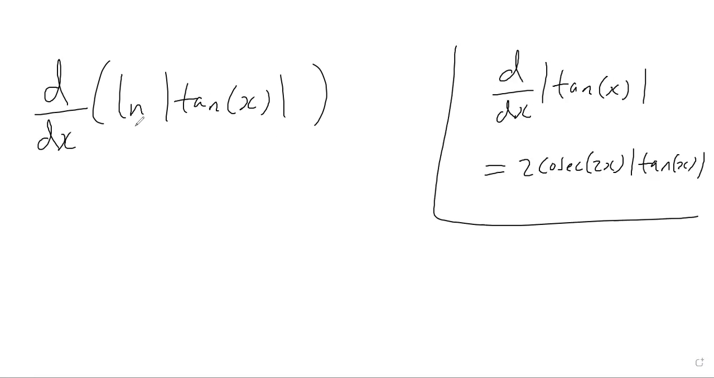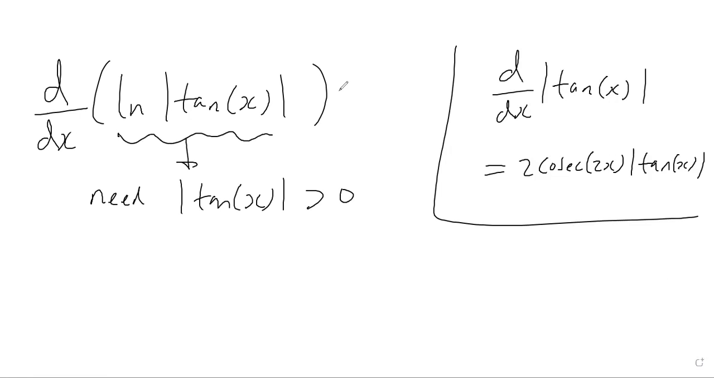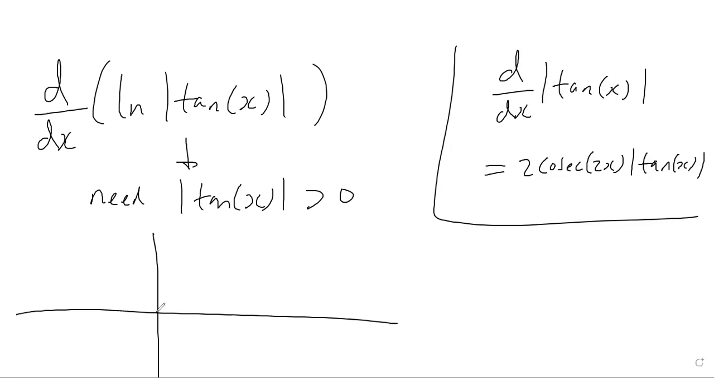Obviously with these natural logs, we have to make sure that this variable is greater than 0. So we need the modulus of tan x to be greater than 0 in order for this derivative to be defined. So where is the modulus of tan x greater than 0? We looked at this a couple of days ago. The modulus of tan x graph looks roughly something like this, with an asymptote there, another asymptote there, and so on and so on.